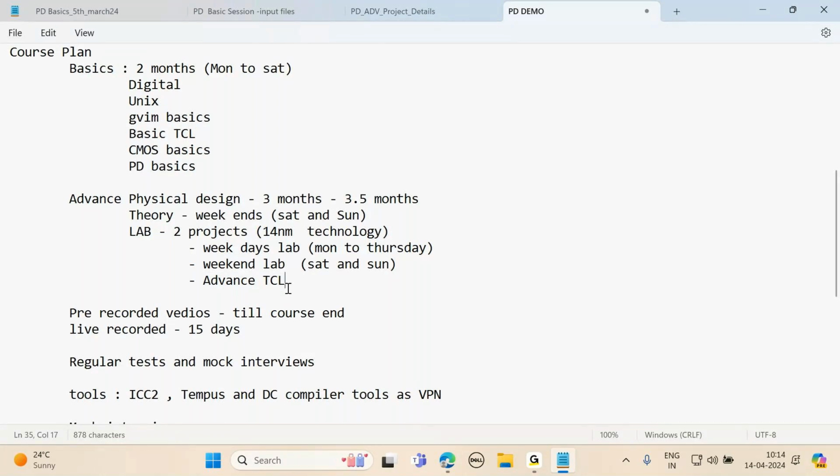Sir, other than the physical design, at the same price, sir, advanced TCL and the PD course, all kinds of things?